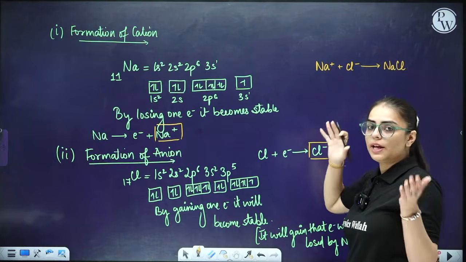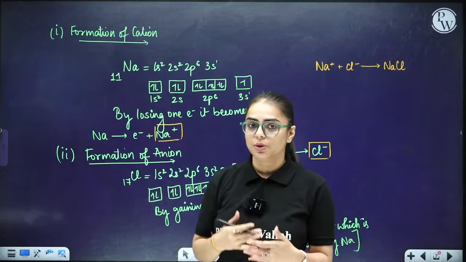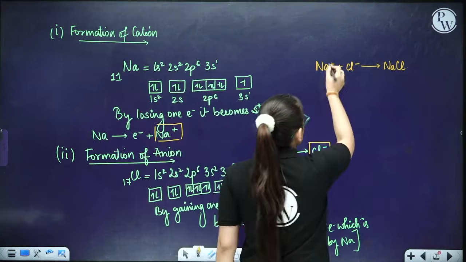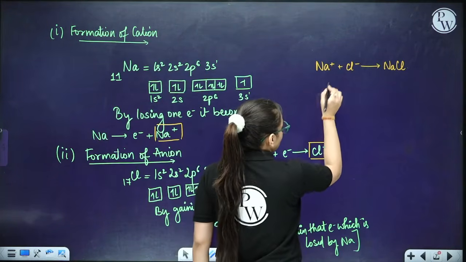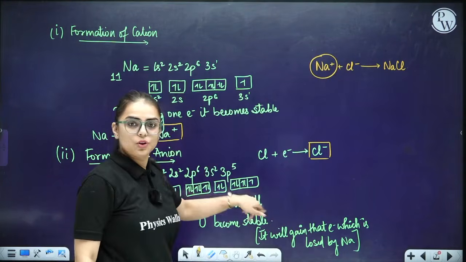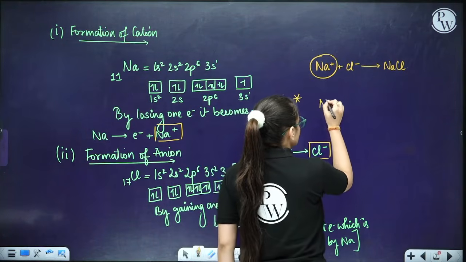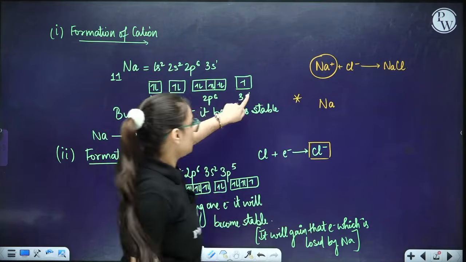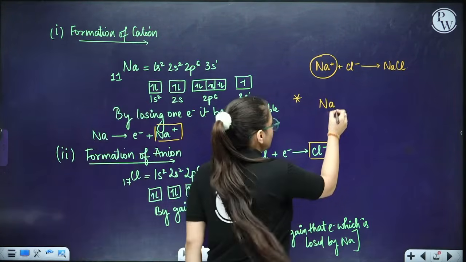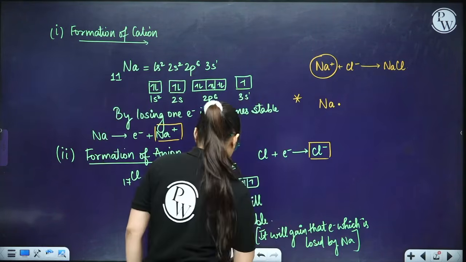Now let us see with the help of Lewis dot structure also. No need to worry, I will explain in the next class how to write and draw the Lewis dot structure, but understand the key concept. Na here has donated its electron to chlorine. Na basically has how many valence electrons? Valence electrons are the outermost shell electrons. It is 1 over here, so you will represent only 1 electron in the outermost shell.